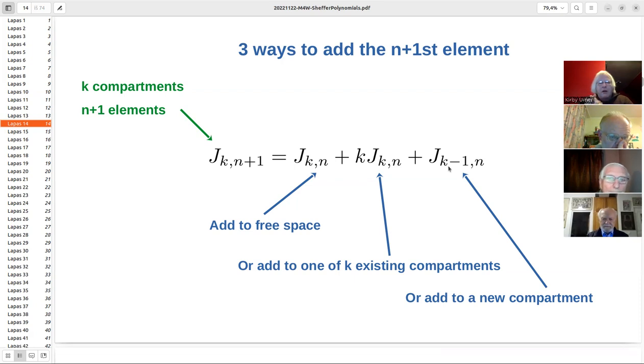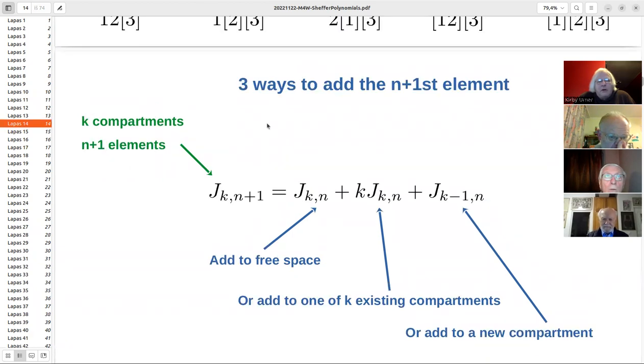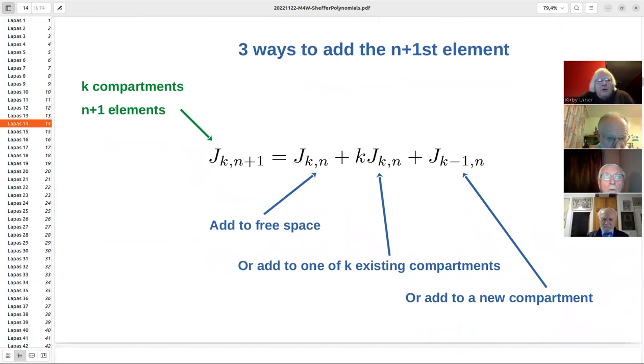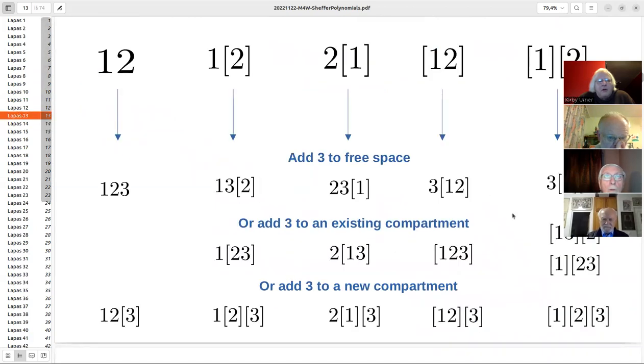The third way is to say that you add a new compartment. Well, if you're adding a new compartment and you want two compartments, you must have had only one compartment. 2 minus 1 is 1. So then you would have only one compartment, and then you would have two elements. So let's go back here, and that's what we'll find here. We have two compartments. Oh, we can have one compartment. Okay, and there's three ways to do that.